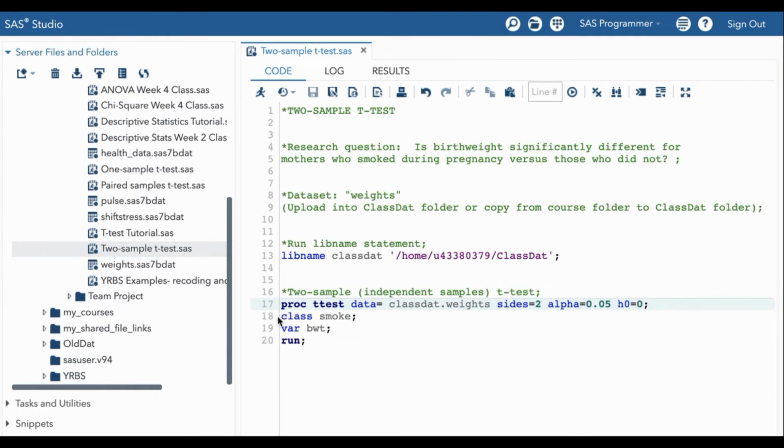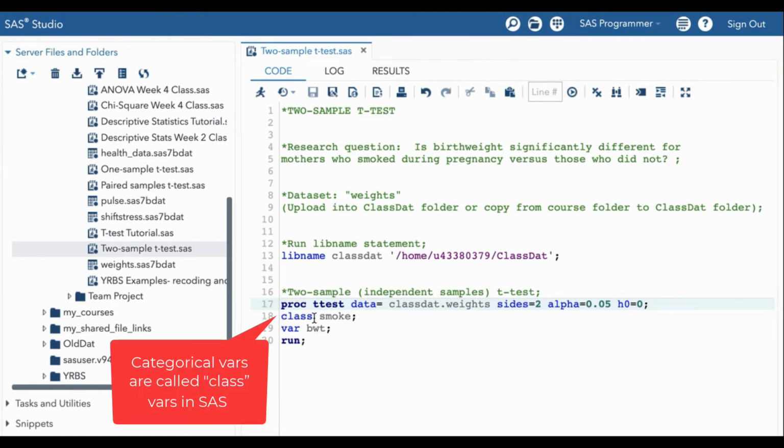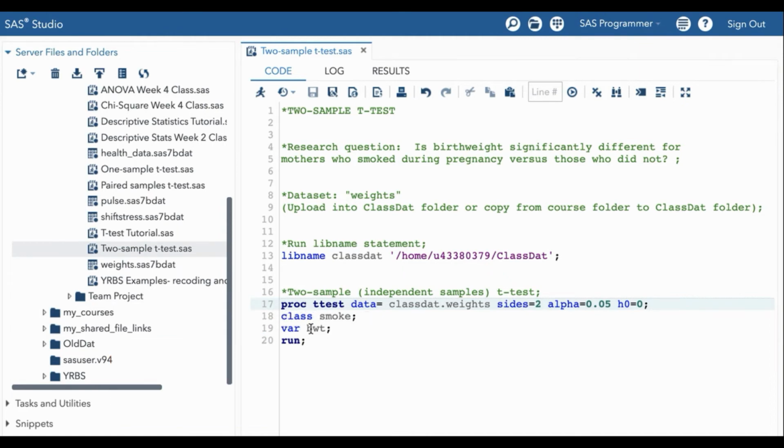Then we specify our categorical variable, so class means categorical variable in SAS, so we say class smoke, and then var, this is our test variable, our scale level variable, birth weight. Run, highlight it and run.